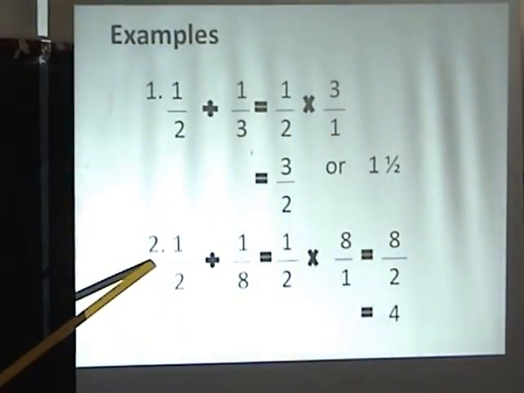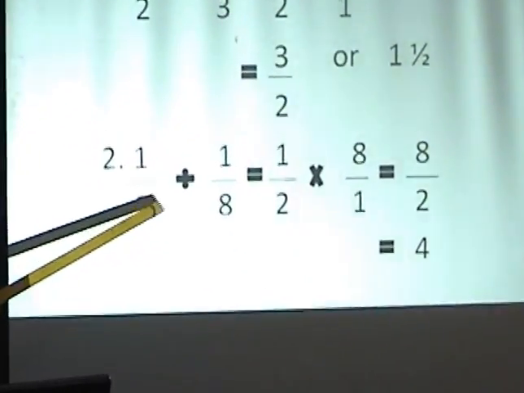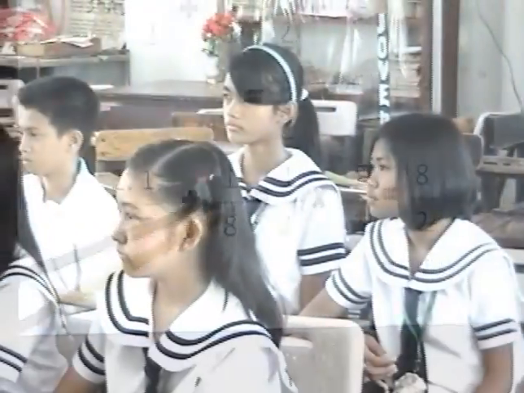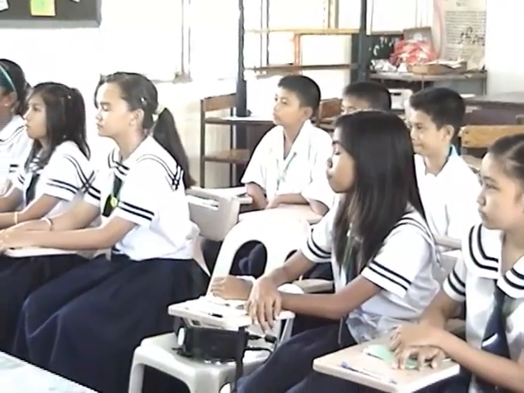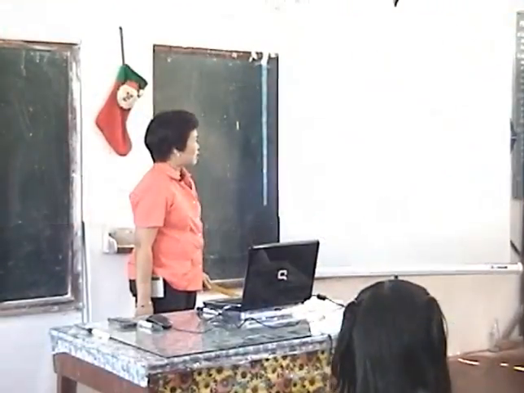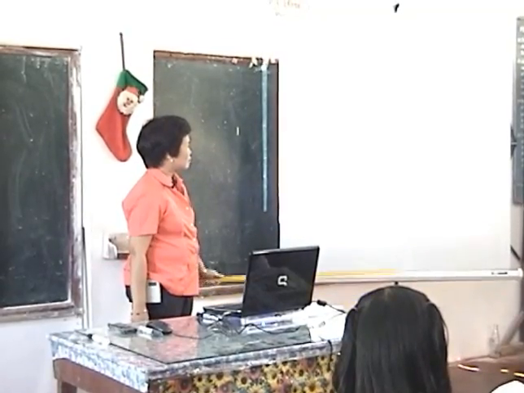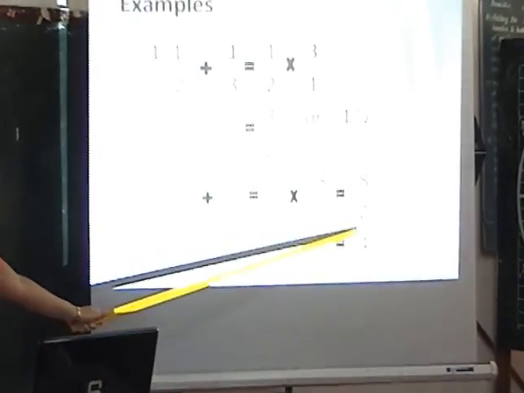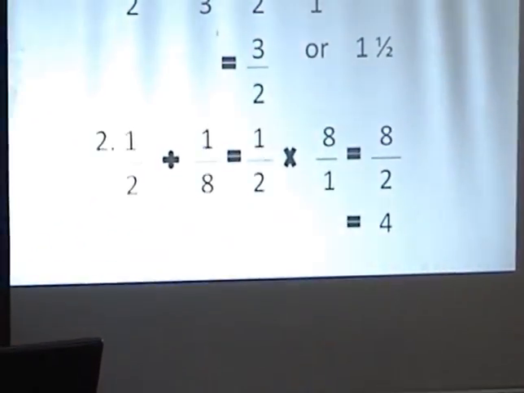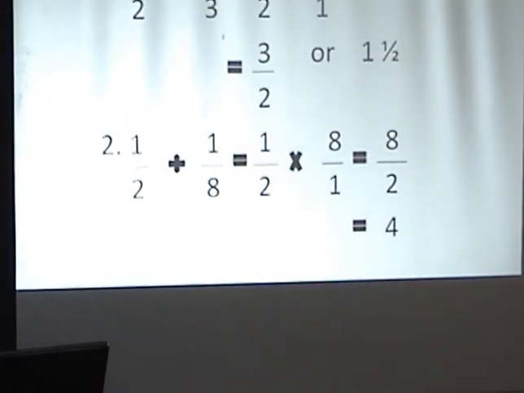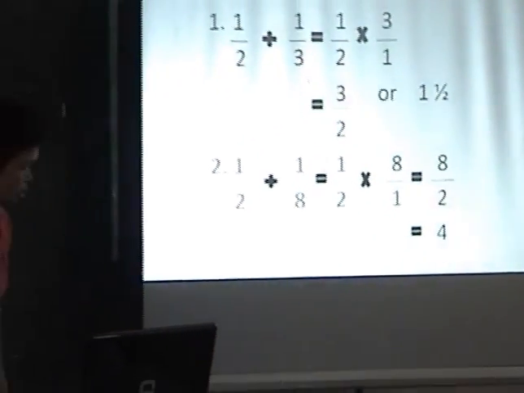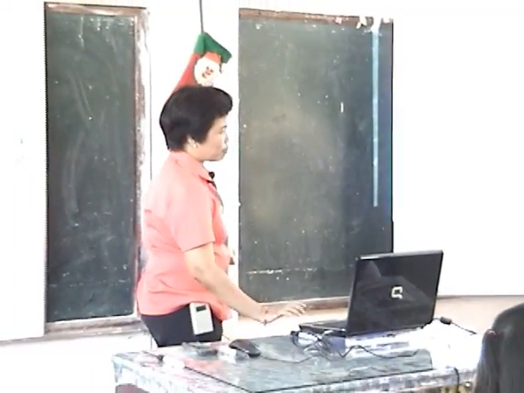For number 2, we have 1/2 divided by 1/8. We just copy 1/2 and then find the reciprocal of 1/8, which is 8/1. And simply proceed to multiplication. 1 times 8 is 8. 2 times 1 is 2. So the answer is 8/2. Simplifying it, the final answer is 4. Let us try solving some problems.